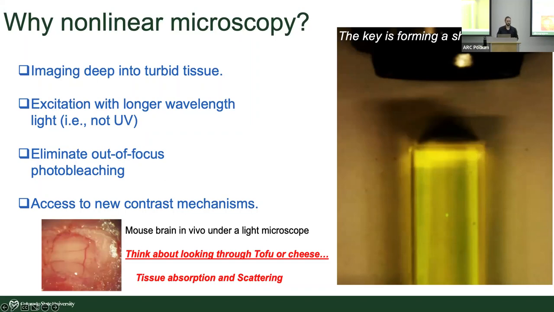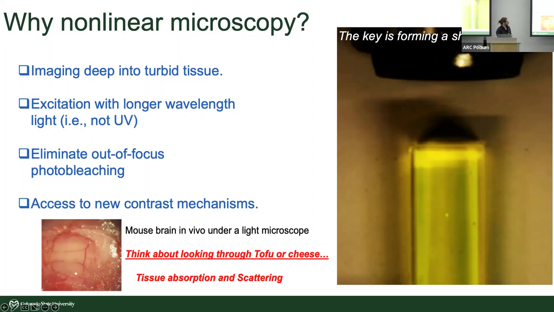Most of the examples I'll show you today, we're thinking about imaging in biology, but it's worth noting that these techniques also apply to material systems, solid state physics, various other non-biological systems as well. So anything that's turbid, meaning that it scatters light or meaning that it looks opaque by eye, is difficult to image through. And it turns out that multiphoton microscopy in general is really good for doing this compared to confocal or epifluorescence microscopy.